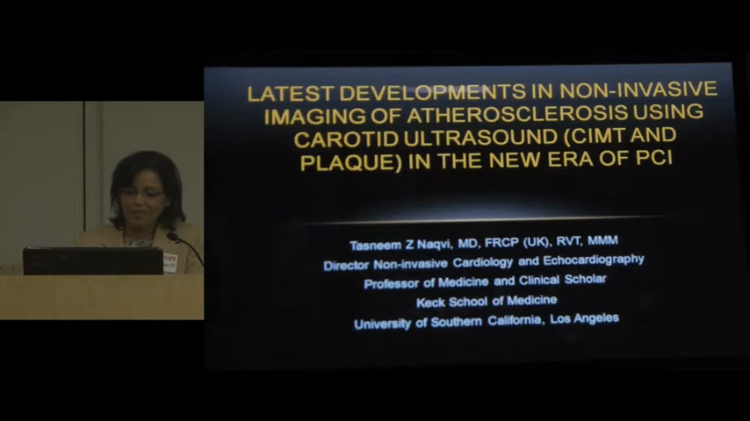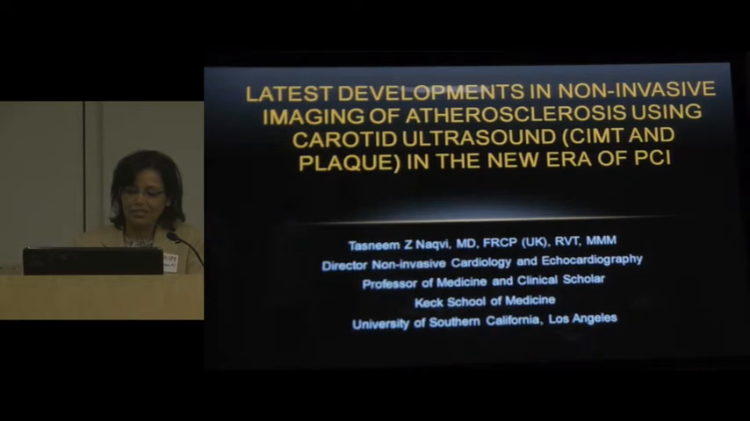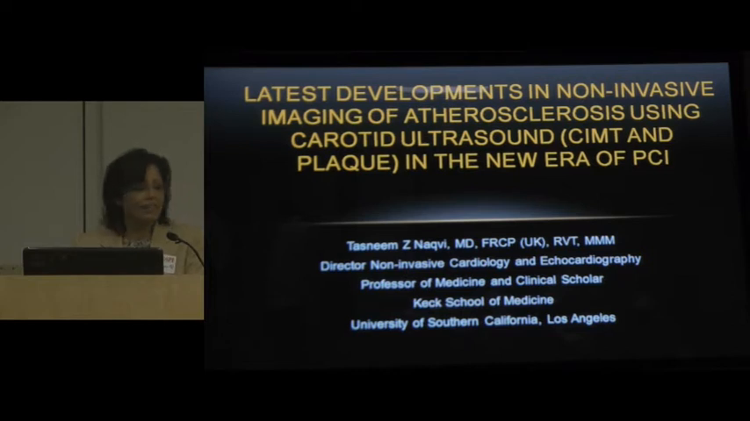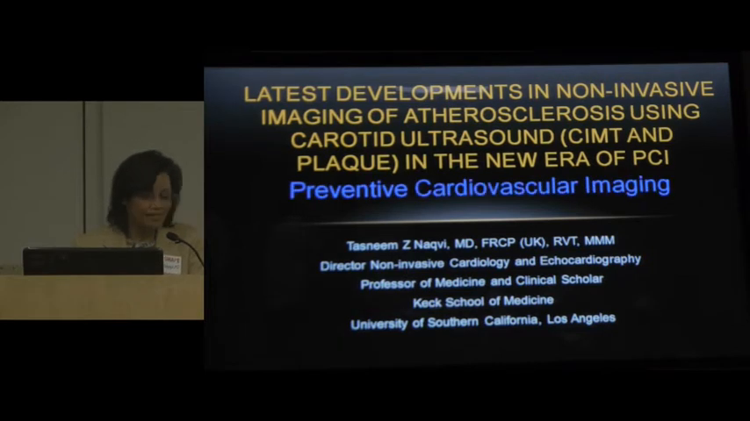So we are here to talk about carotid ultrasound. We've heard a lot about coronary calcium and imaging and radiation and CT angiography. And this is obviously a new era of PCI, and my PCI is preventive cardiovascular imaging, which I believe is as important as percutaneous coronary intervention, if not more.